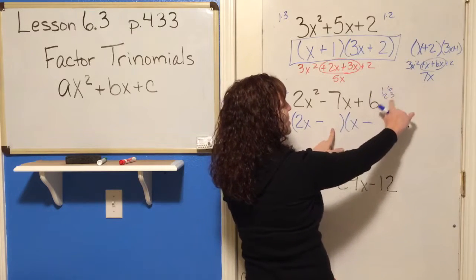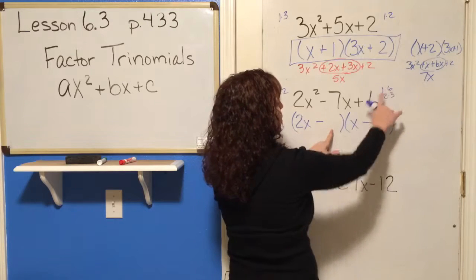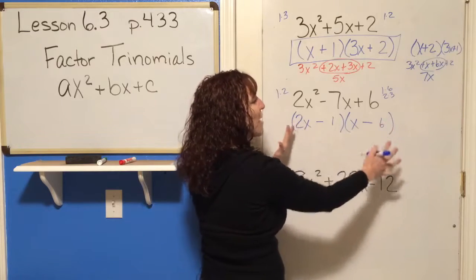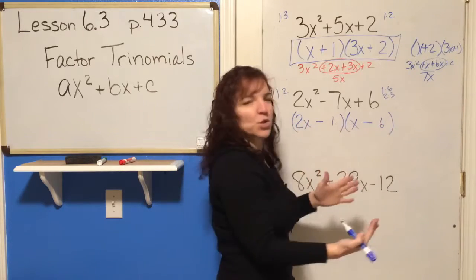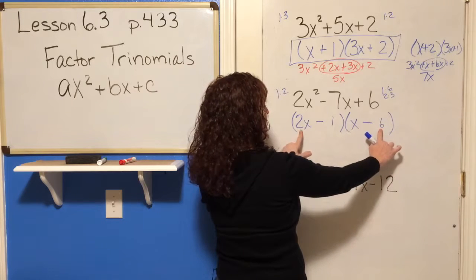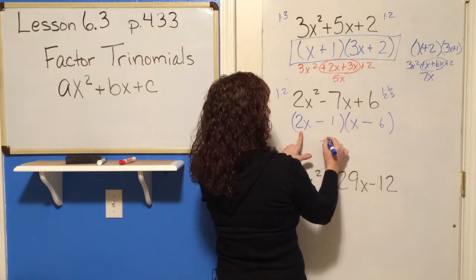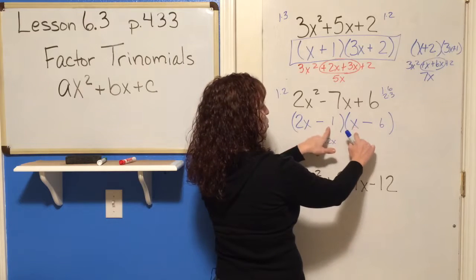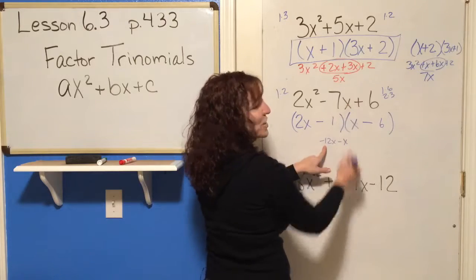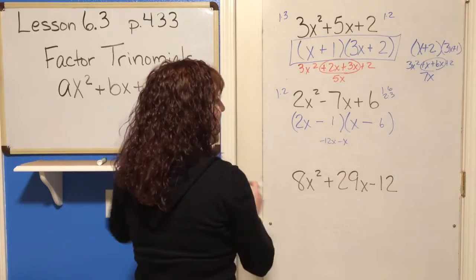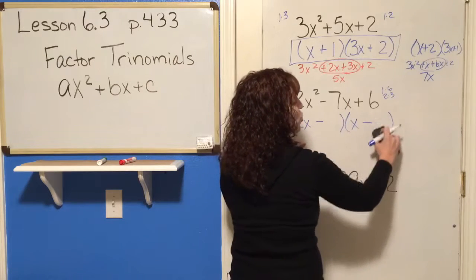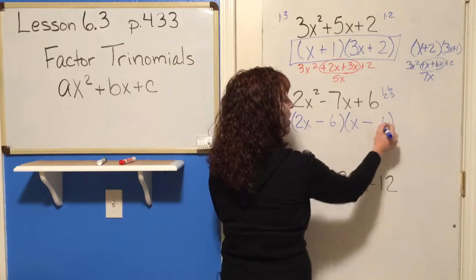We want either 1 times 6 or 2 times 3. Let's just pick some numbers. What about 1 and 6? If you put a 1 and 6 in there, then you check your outsides and insides. You know your first and your last are going to work. 2x times negative 6 is negative 12x. And 1 times x is negative x. So that's negative 13x. That's not going to work. Too big. That's pretty large because we multiplied by the 6. So maybe you can swap it and put the 6 here and the 1 here.